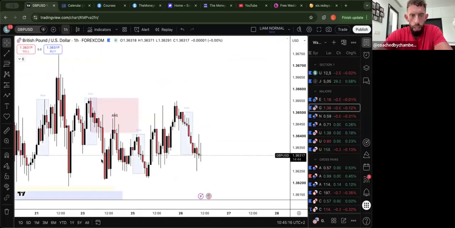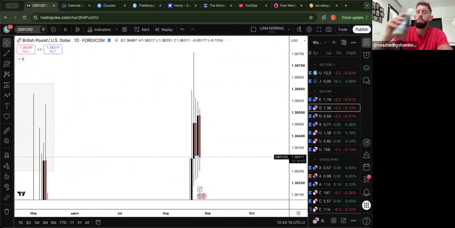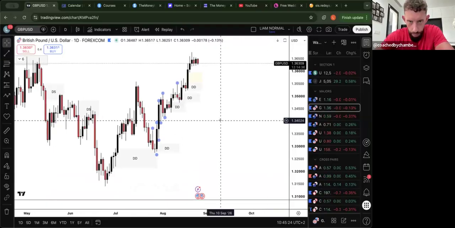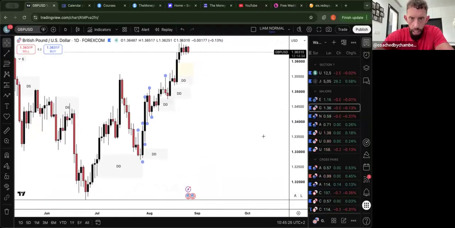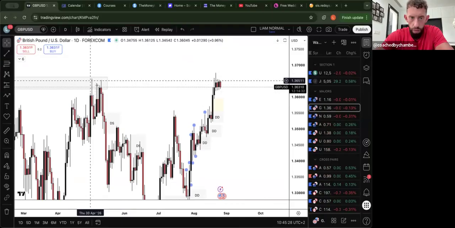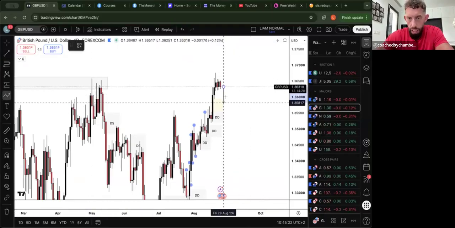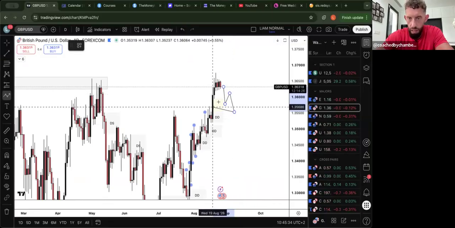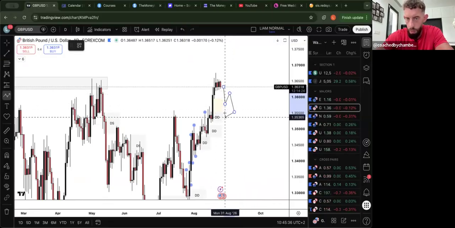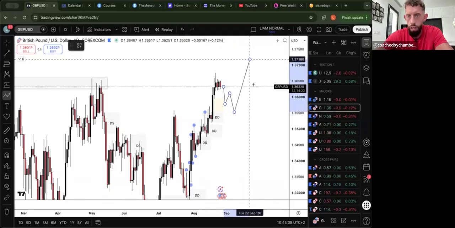Great British Pound, US dollar. Daily time frame. Again, same as the dollar. It's been consolidating for quite some time. We've obviously taken out these highs here. Ideally, you guys will know what we want to see is market rebalance itself, so filling this imbalance, tap into a demand area, and then go and create that new higher high.